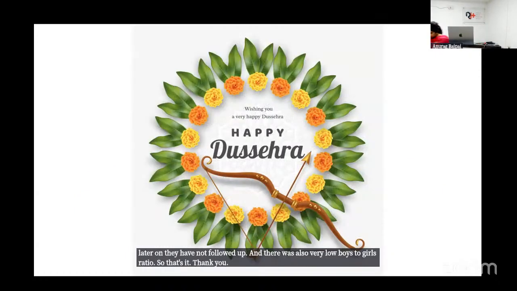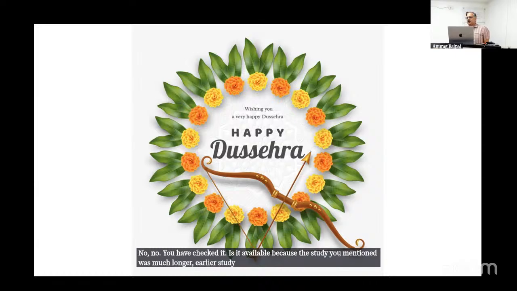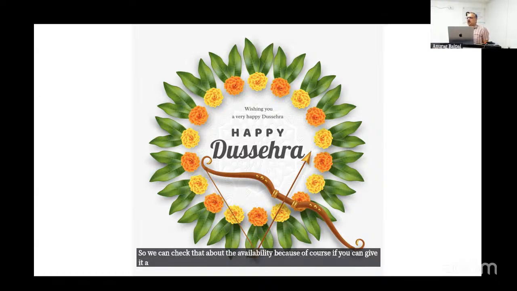I think that's a very good presentation. Dr. Vibha has highlighted that the main thing here is that we have a new preparation. Now it's not available here at the moment. Is it available routinely there? There also it's not usually available. You have checked it, is it available? Because the study you mentioned was a much longer, earlier study. So we can check the availability, because of course, if you can give it once in 6 months, it will be much better.